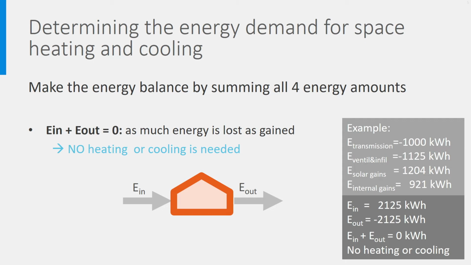So, the energy in consists of the solar gains and internal heat gains and amounts, therefore, to 1204 plus 921 equals 2125 kilowatt-hour. The energy out consists of transmission and ventilation and infiltration and amounts to minus 2125 kilowatt-hour. There is therefore a perfect balance, and no heating or cooling is needed to maintain the building at 20 degrees Celsius.